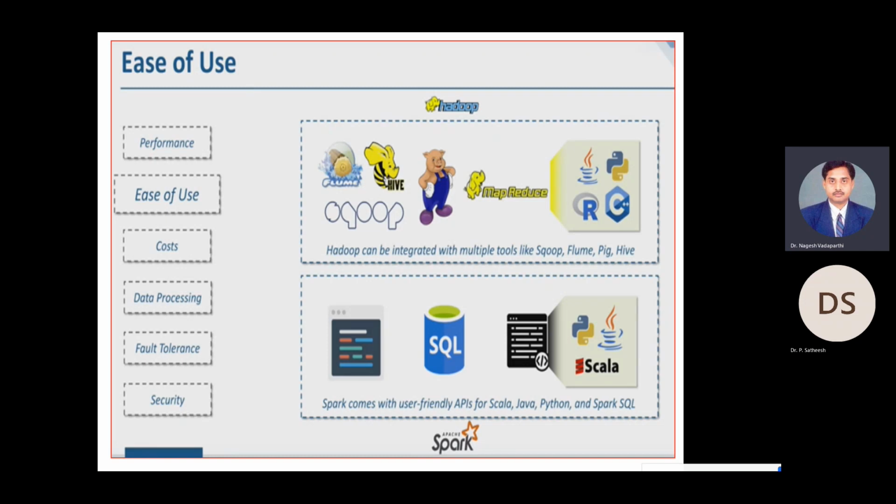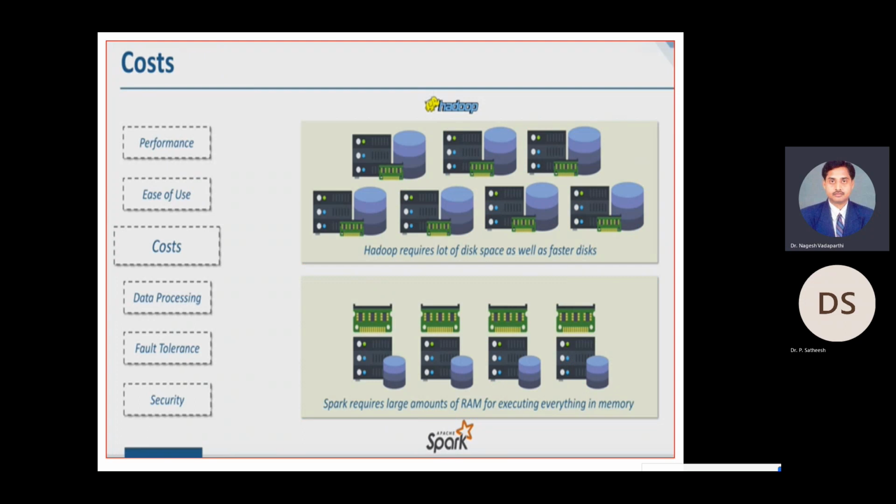Whereas Spark is written in Scala. Spark supports four programming languages: Python, Scala, Java, R. So Spark comes with user-friendly APIs for Scala, Java, Python, R, and Spark SQL. This is the ease of use. Next, cost. See here how much cost consumption happens between Hadoop and Spark.